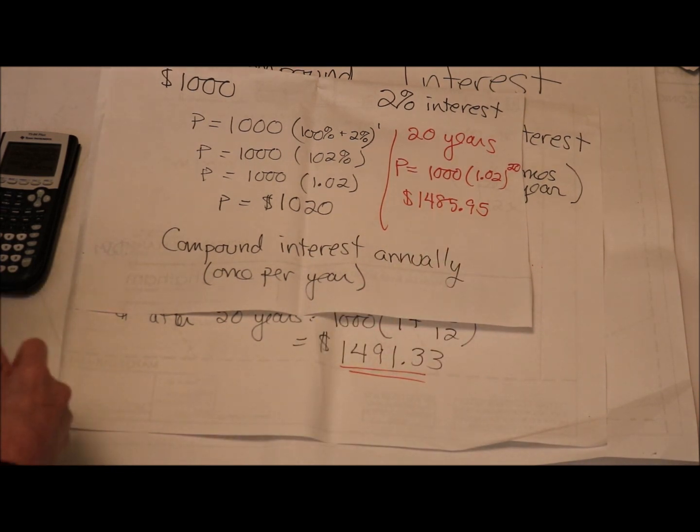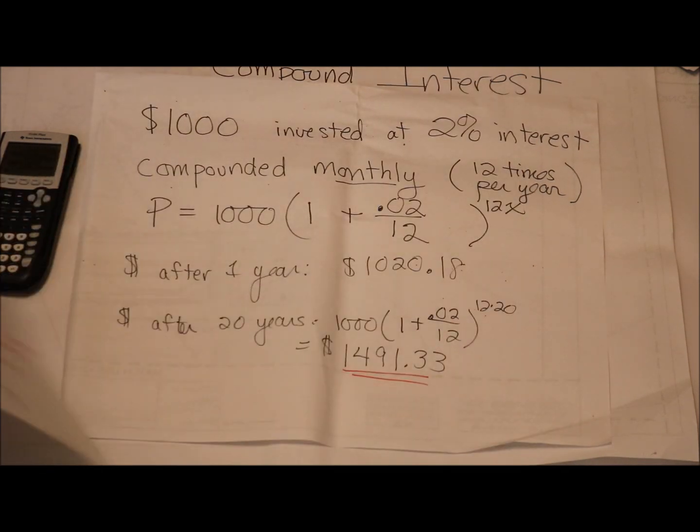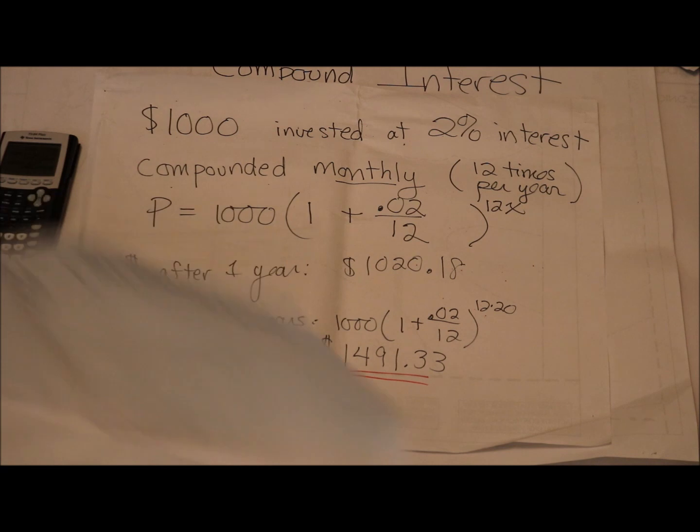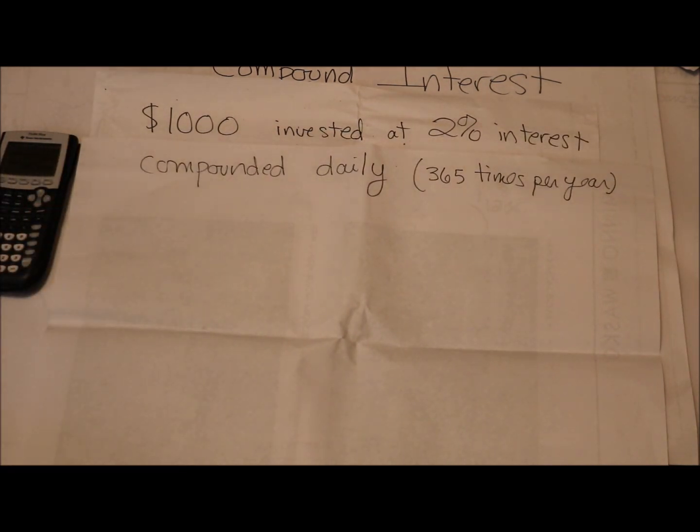About, yeah. So look, it does make a difference. And again, you're saying, well, that's not that much after 20 years. But every little bit makes a difference. But wait, there's more. I could compound. I could find a bank that compounds my interest daily.